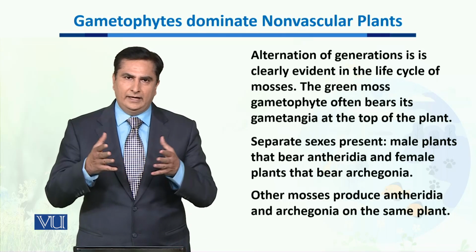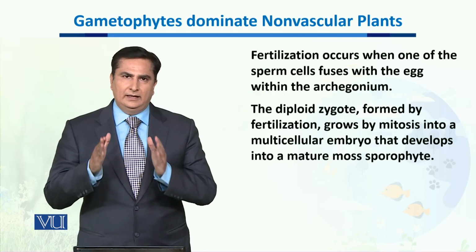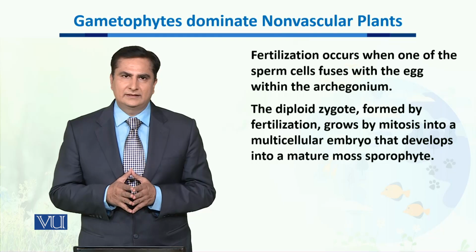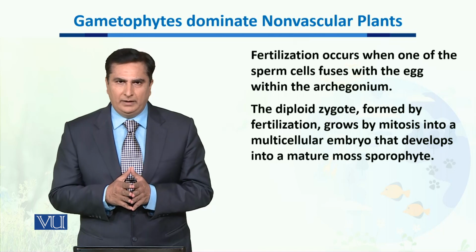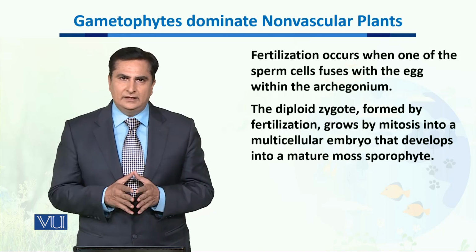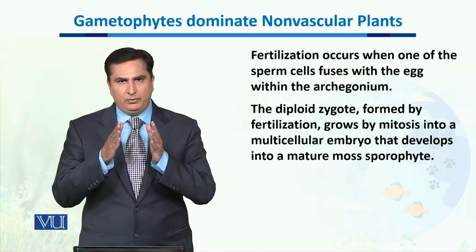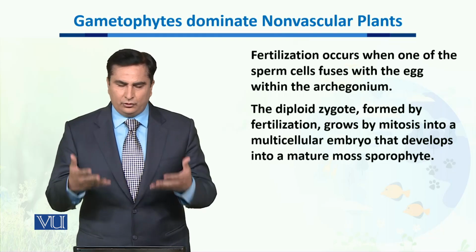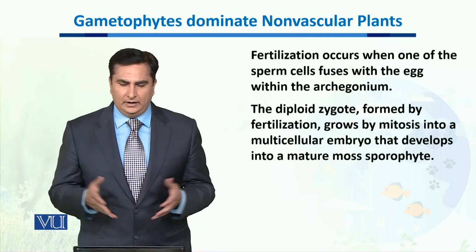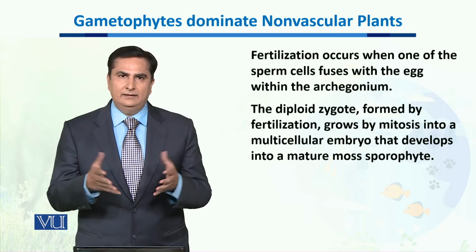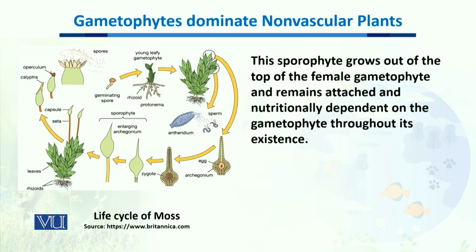Now, when fertilization occurs, these sperm cells from the antheridia move to the archegonia of the female plant, and this results in fertilization and formation of a zygote. Now, this diploid zygote grows with the help of mitosis and develops into a lot of spores inside the sporophyte. Now, this sporophyte generation is the dependent generation.